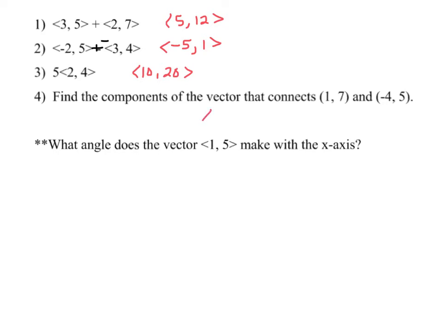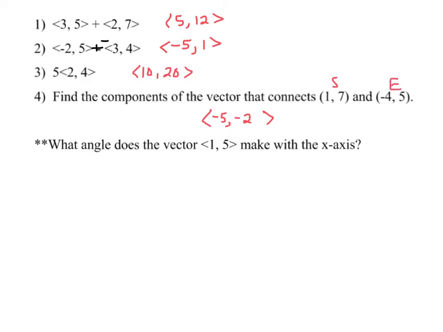The components of the vector that connect 1, 7 and -4, 5. Well, we've got to figure out what's happening in each piece. So, of course, from 1 to get to -4, we need a -5 component in the x direction, and from 7 to get to 5, we need a -2 in that component. Again, only because this is our starting point and this is our end point.